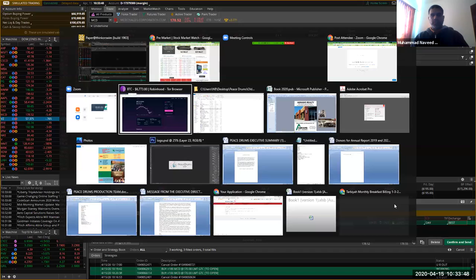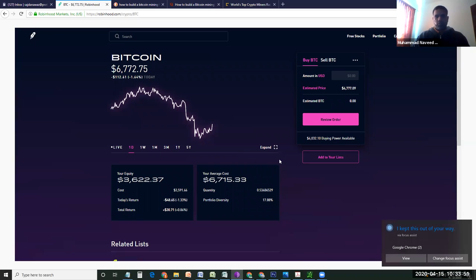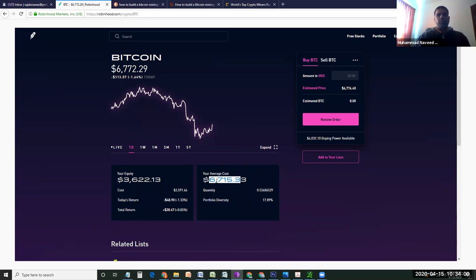So for example, what's happening with Bitcoin? Okay, let's see. This Bitcoin, you see my average cost is 6,715. It is trading at 6,772. So just today I had a loss, but this is calculating only based on the last few hours. Total overall, I have made $30 on this. But $30 on an investment of $3,600, that's not a huge lot of money.